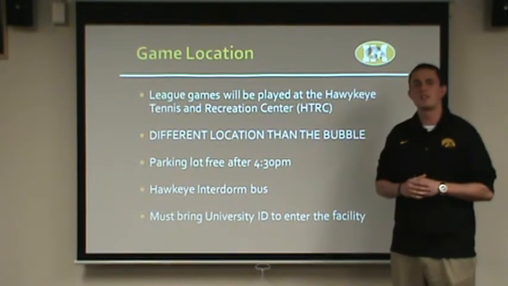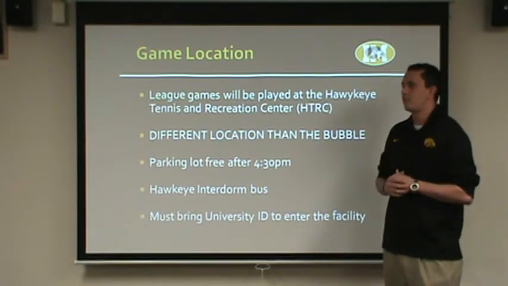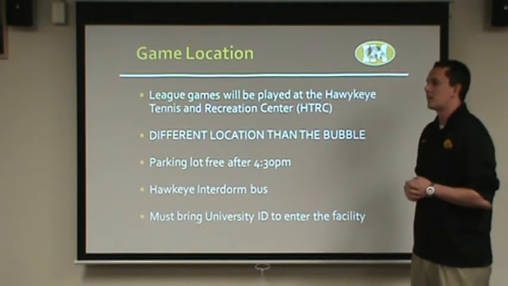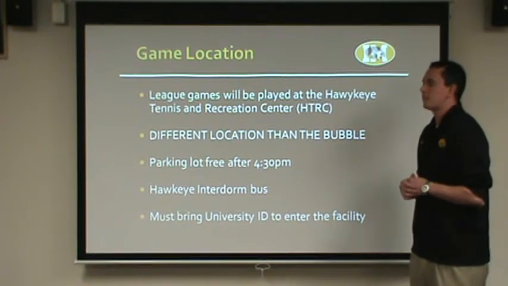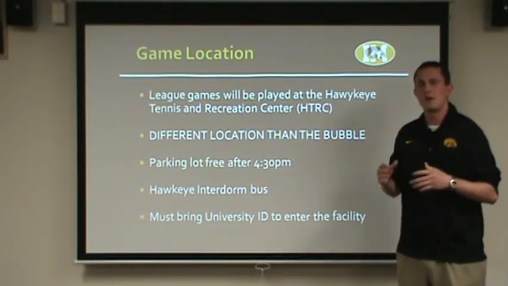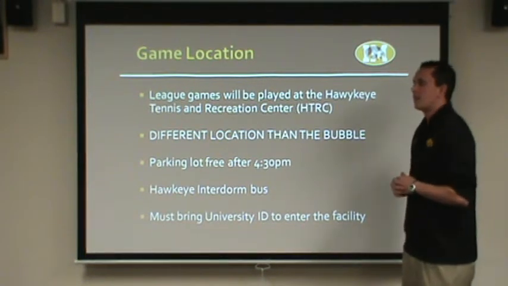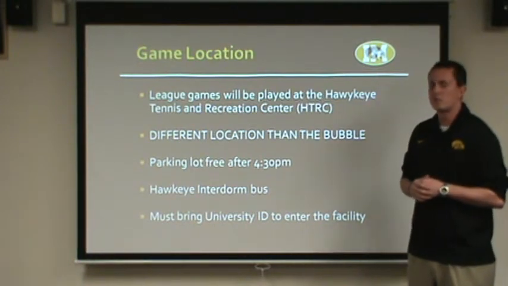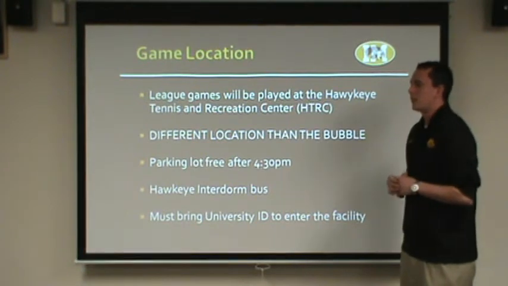Games will be played at the Hawkeye Tennis and Recreation Complex. There's a turf area out there adjacent to the fitness area in the locker rooms, so that's where our games will be played. The Hawkeye Tennis and Recreation Complex is located out towards Hawk Lot, kind of by UI Sports Medicine and in the Hall of Fame area there. The Hawkeye Interdorm bus does go out there, so if you want to take the Interdorm bus, you can get dropped off next to Hawkeye Drive, right next to the facility.